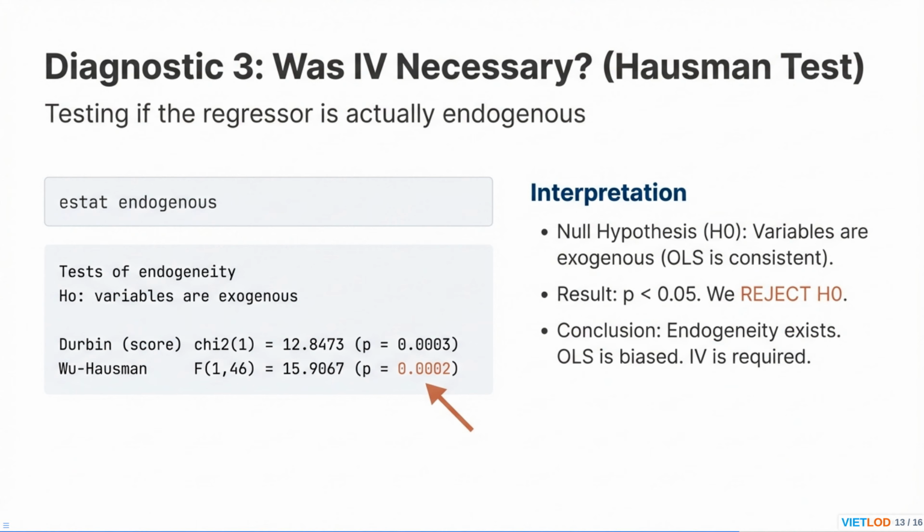This leads to a troubling conclusion. There is a problem with the instruments. At least one of them is likely endogenous, meaning our current results are not reliable.